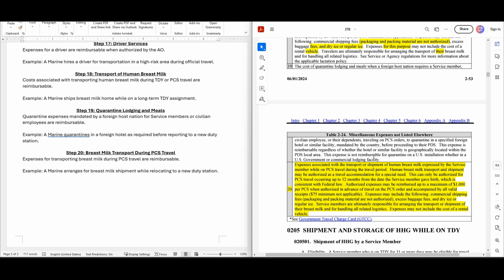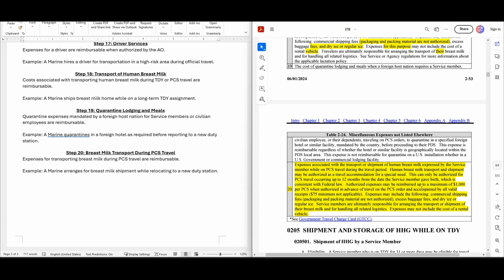And now 20. This one, we're going to talk about expenses associated with the transportation or shipment of human breast milk expressed by the service member while on PCS travel during a travel period. Human breast milk transportation and shipment may be authorized as a travel accommodation for special need. This can only be authorized for PCS travel occurring up to 12 months from the date of the service member giving birth, which is consistent with federal law. Authorized expenses may be reimbursed up to $1,000.